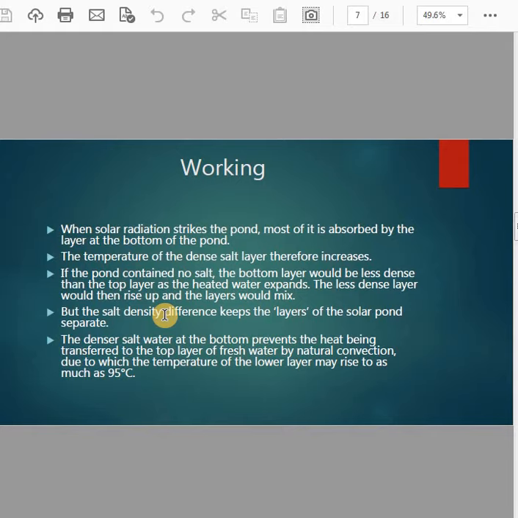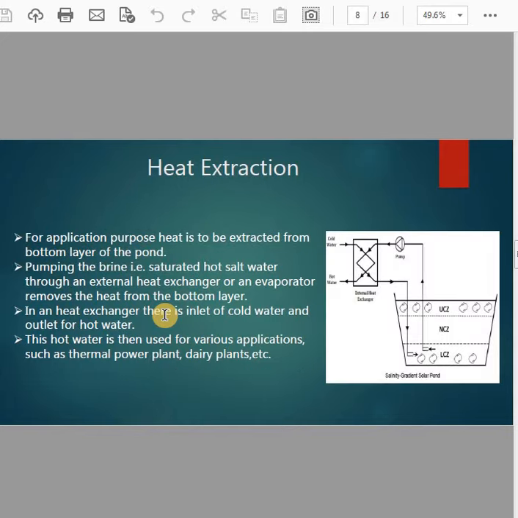So that's the reason you increase the salinity of the water beneath. There is a difference in salt density in the layers of the solar pond, which are separated by different mediums. The denser salt water at the bottom prevents the heat from being transferred to the top layer of fresh water by natural convection, due to which the temperature of the lower layer of water may rise to about 95 degrees Celsius. Now, heat extraction.